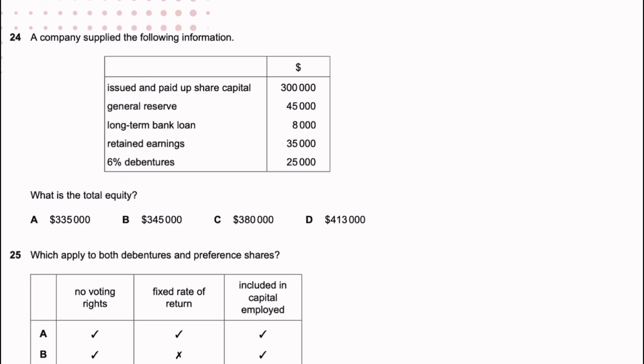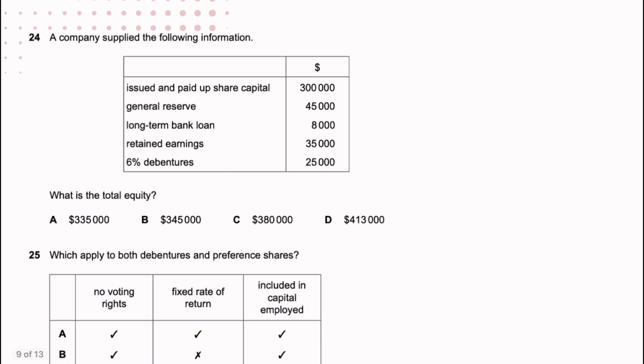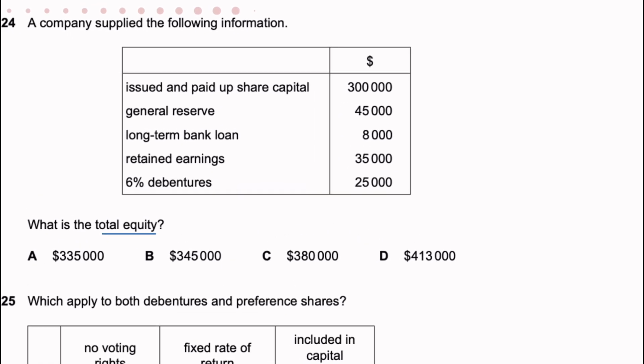Moving on, question 24. A company supplied the following information. What is the total equity? Equity is share capital, general reserve, and retained earnings. We know that the long-term bank loan and debentures are non-current liabilities, so they are not included. You just add up all the ticked ones, and you will get 380,000.